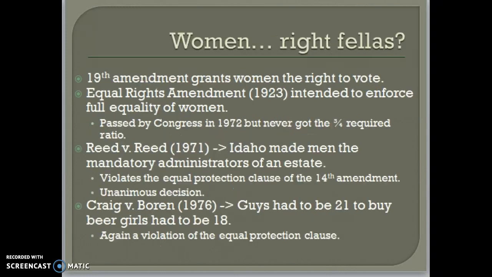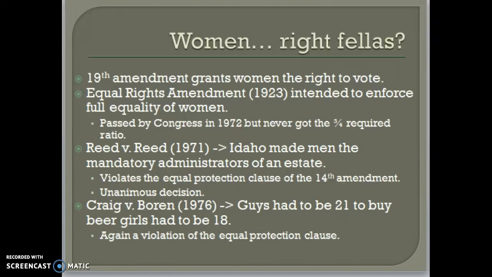Moving on. Women. We could go on and on about women, right, fellas? But we're going to stick to the voting rights. The 19th Amendment grants women the right to vote. Interestingly enough, there was an Equal Rights Amendment that was intended to enforce full equality for women, and it actually passed through Congress. It got the 2/3 vote it needed in Congress, and then when it went to the states, it never got the 3/4 that it needed at the state level. And so it is not a current amendment, but it was something discussed long ago, and it never fully got there.